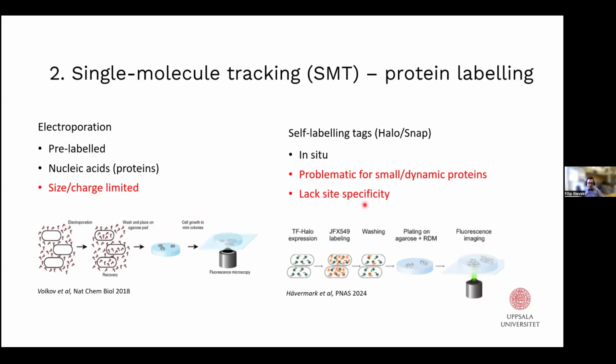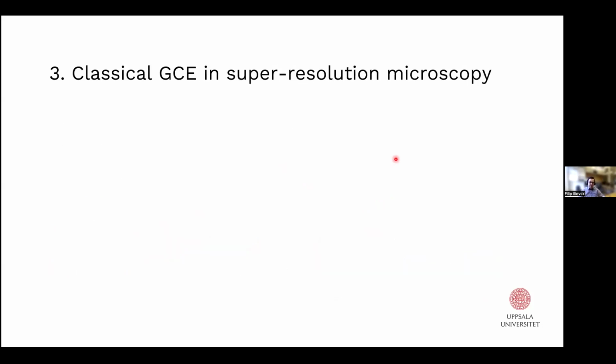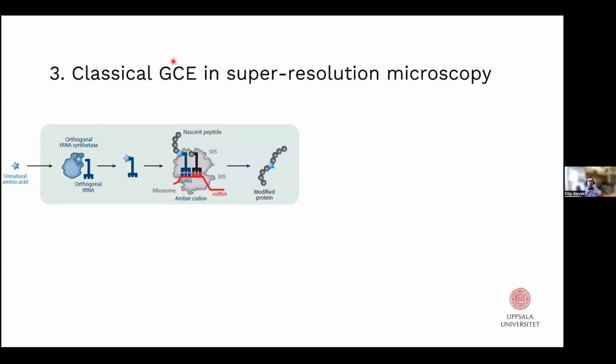However, the problem here is you cannot put this dye wherever you want. You're limited to the structure of the protein, but also these tags can be problematic for very small or very dynamic proteins. And that's where genetic code expansion, or GCE, comes in, which is a technology that uses the translational system of the cell.